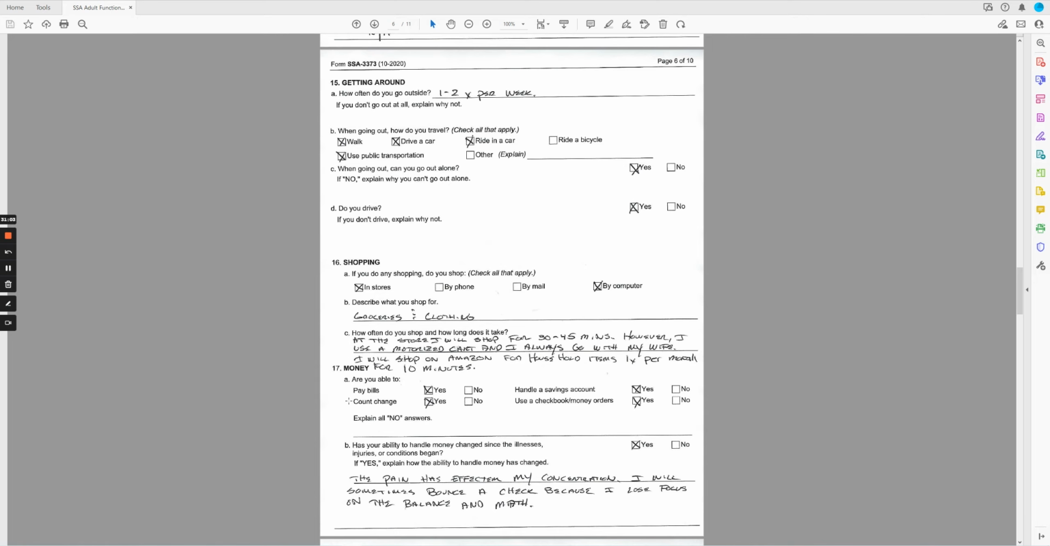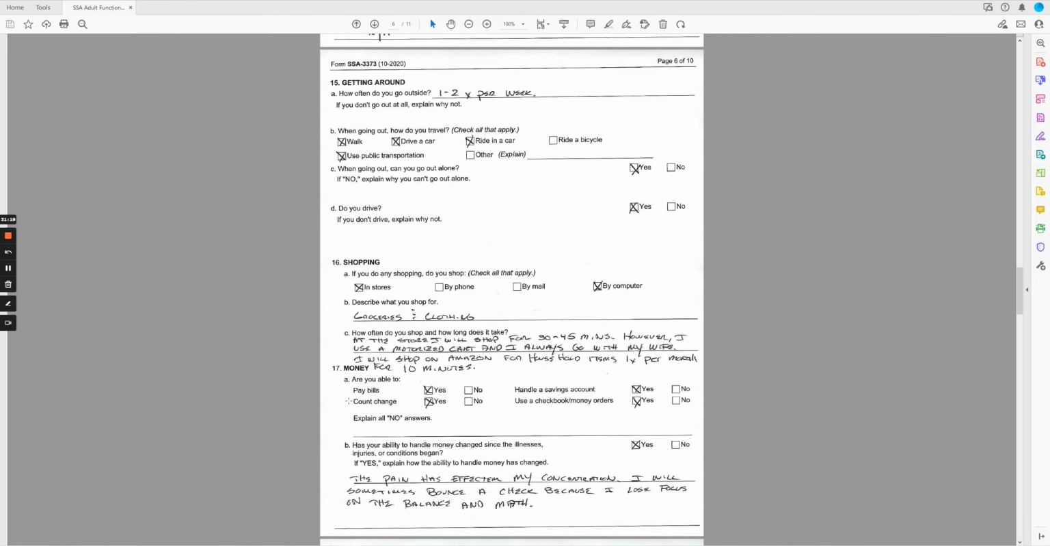Use a check or money order, yes. If you answer no, you need to explain why. Could be memory and concentration issues, which is fine. But are you still able to do it? You got to be a little bit careful too.